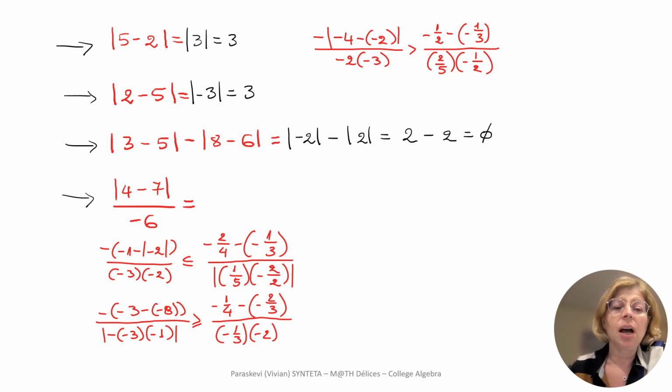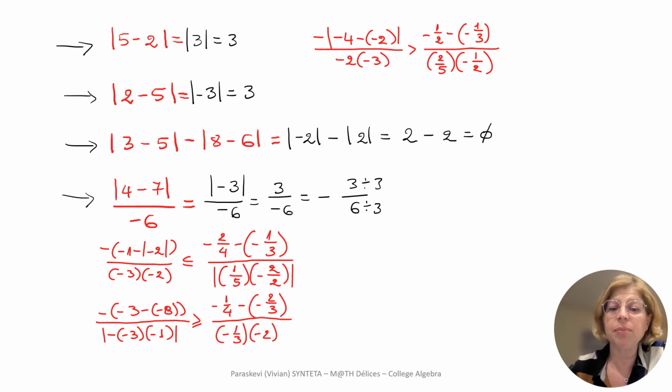The next case. Here on top we have a 4 minus 7, so it will be a minus 3, and below a minus 6. The absolute will give us 3, and below minus 6. I can just put the minus in front and then rewrite the fraction, and I could even simplify the fraction because I can see that they can both be divided by the same number 3, so that will give me 1 over 2, and this is a simplified result.